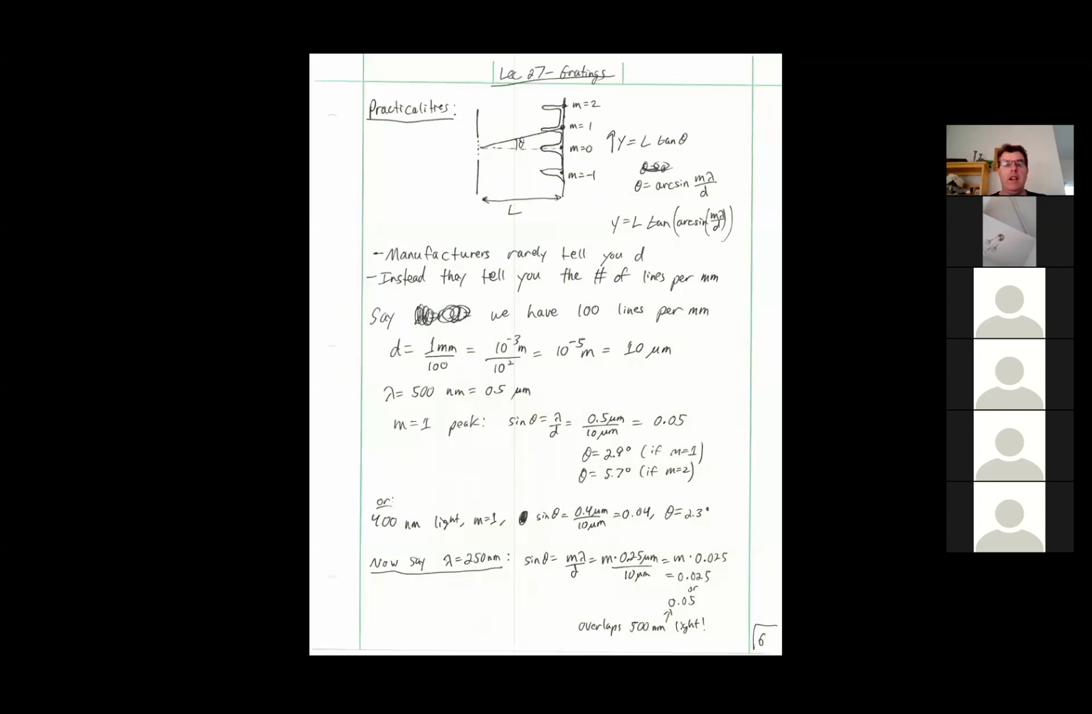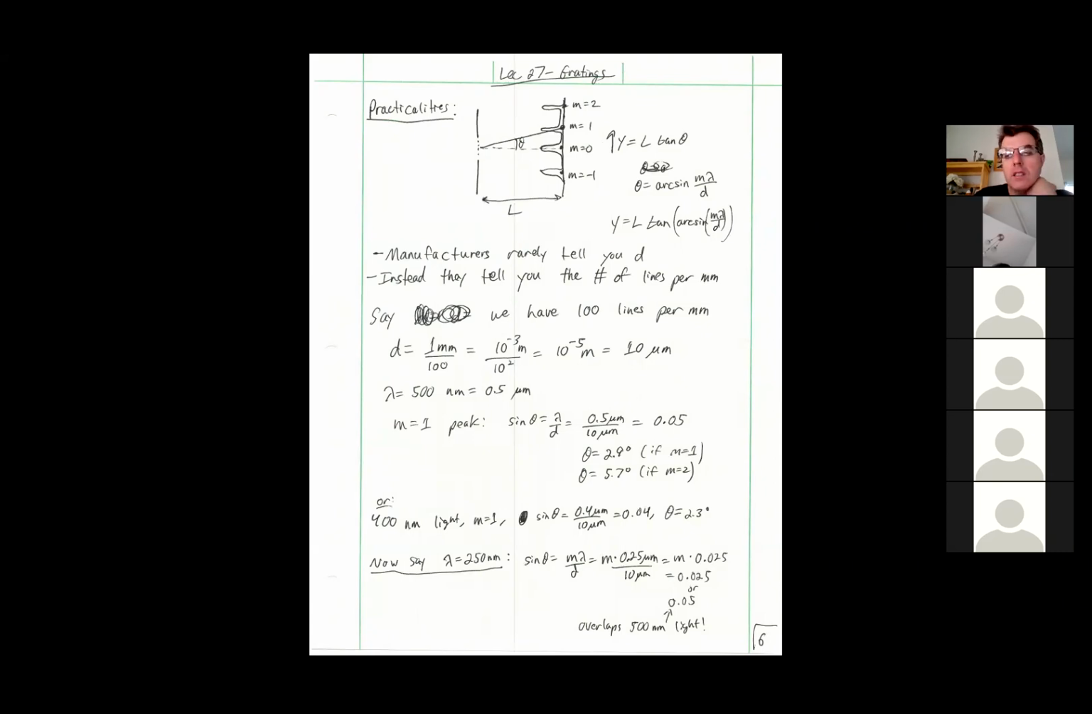All right, here's some practicality. So if we set up something like this, y would be L tan theta. Theta would be the arcsine of m lambda over d, so y would be L times the tangent of all that. You're going to find that manufacturers rarely tell you d. Instead, what they tell you is the number of lines per millimeter. That's just the way that people do things in this field. So if we have 100 lines per millimeter, then d must be 1 millimeter over 100, or 10 to the minus 5, or 10 microns.